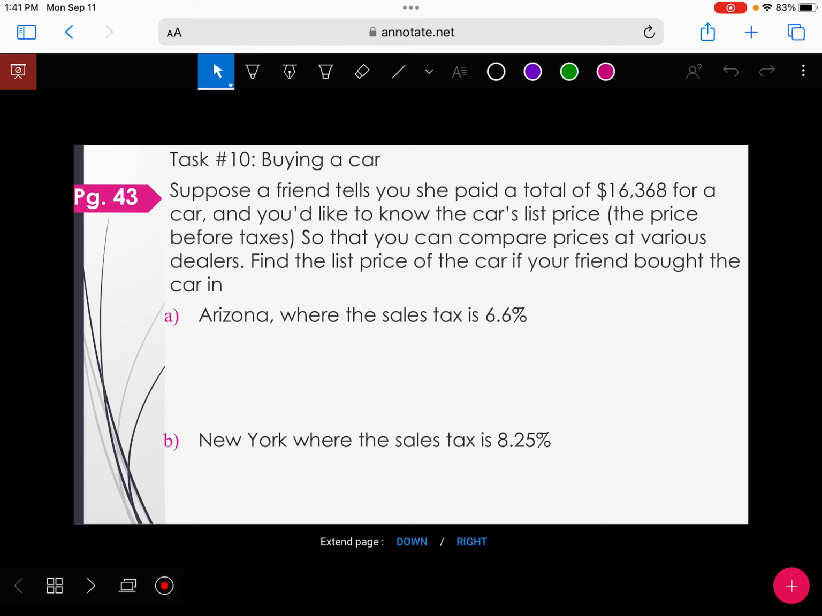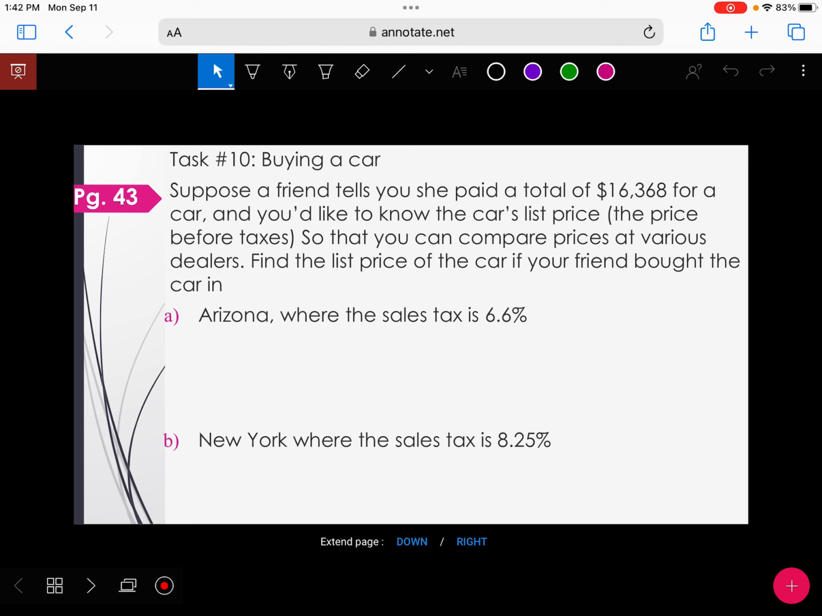But what we have here is that you have a friend who knows she paid $16,368 specifically to buy her car. You want to know what the list price is, meaning the number that was written on the window. Why you want to know? I don't know. But you want to know, because we're curious, I guess, what the list price of the car is.